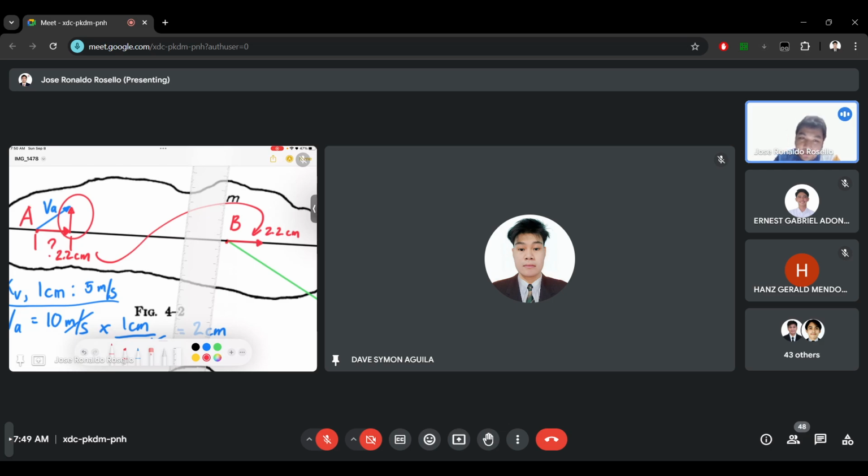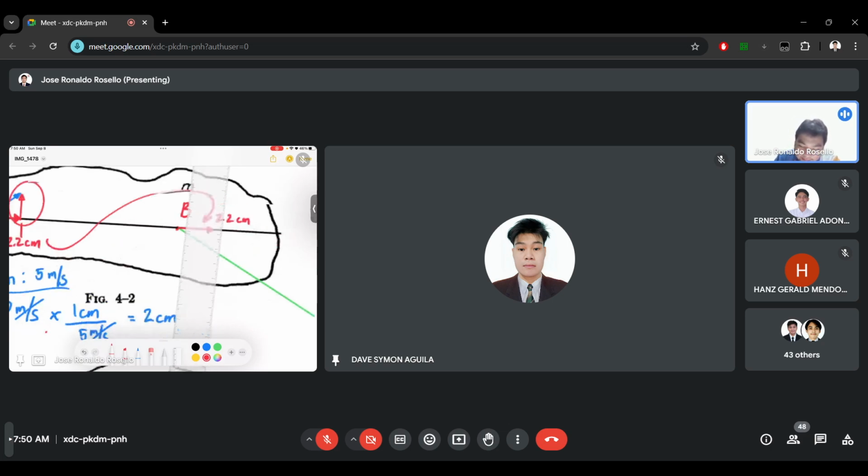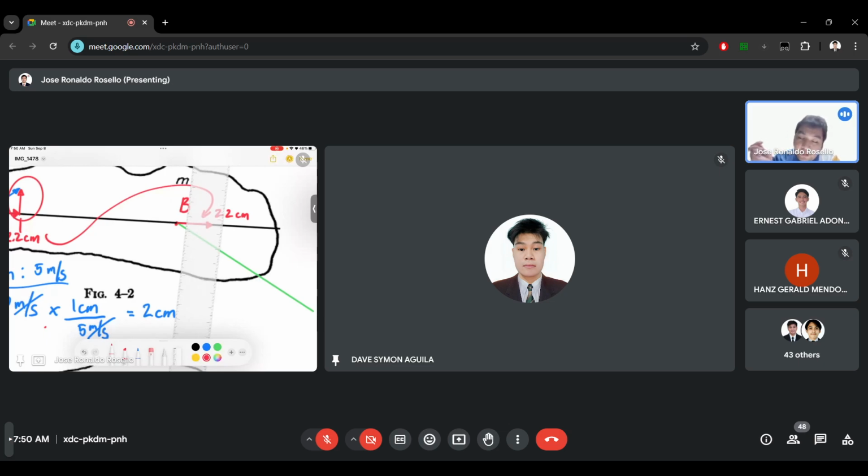So the question is, is it a perpendicular line going up or going down? For this example, since it's given that the velocity of point B is going here, the direction here is the green line, we will have to make a perpendicular line from the end going into that direction.